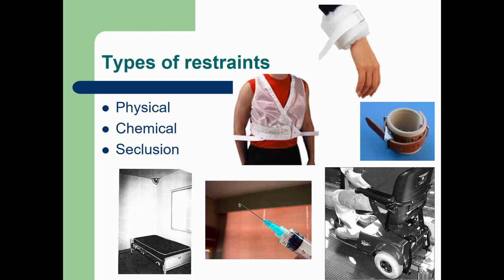Seclusion is a room free from stimulation with no removable objects, continuous visual monitoring by trained staff, and the patient may or may not be in 4-point restraints. This means their arms and legs are all restrained. Notice the camera in the room above the bed in this picture. Anytime someone's in seclusion, they must be continually monitored.